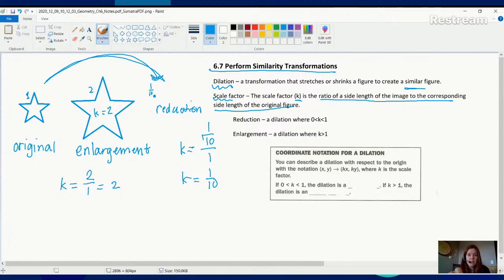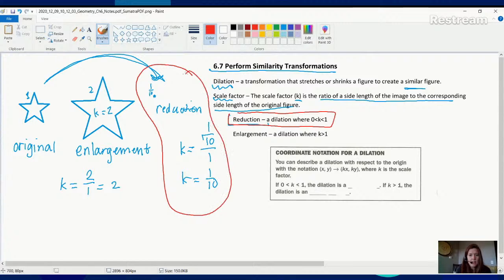So the deal with scale factor is that we define a reduction. A reduction, remember we're going to the smaller star here. A reduction is a dilation where K is less than 1 and greater than 0. So you can see here, we reduced our original by 1/10. So we call that a reduction. The dilation is less than 1.